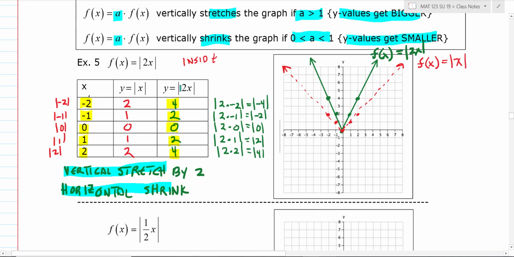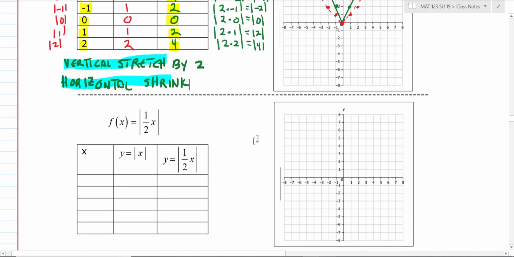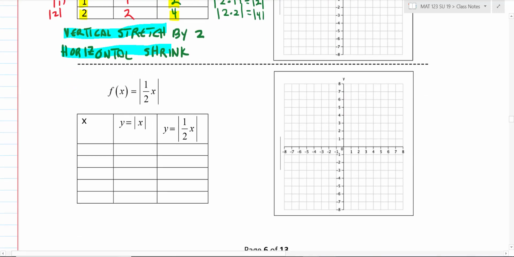All right. So let's go through. I'm going to have you work this one out. Now, this is the same thing, except we're putting a fractional value inside of that. So go ahead and move down here and pause and then see if you can get this next one worked out.